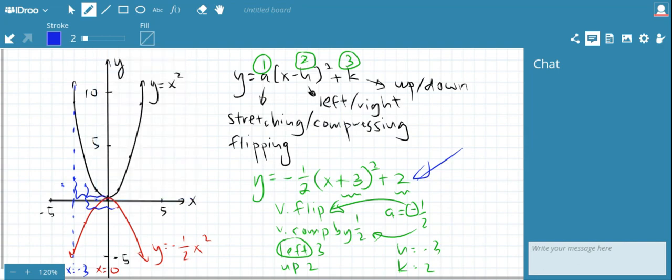You don't have to draw the little lines that help you. And then left 3, 1, 2, 3, and up 2, 1, 2. It's right there, and then I'll cross the way like that. Connect the dots in a curvy and attractive manner. There you go. And I've graphed my whole thing, so I'll label it y equals negative 1/2 (x plus 3) squared plus 2.